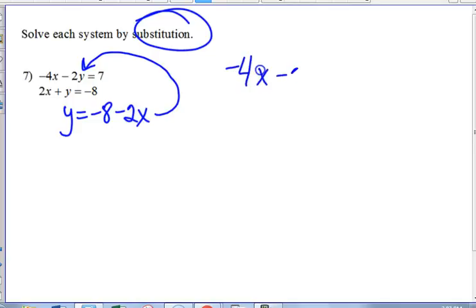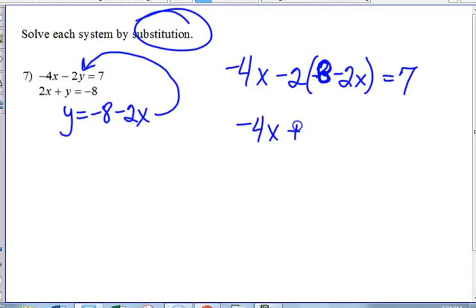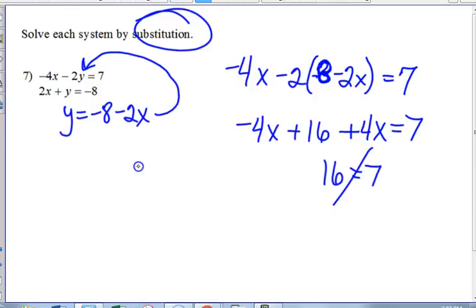Something freaky is going to happen. Freaky is the way I made that 8. So we get negative 4x plus 16 plus 4x equals 7, which is 16 equals 7, or if we subtract, 0 equals something, not equals. It doesn't work, right? We write no solution, and what does that mean?